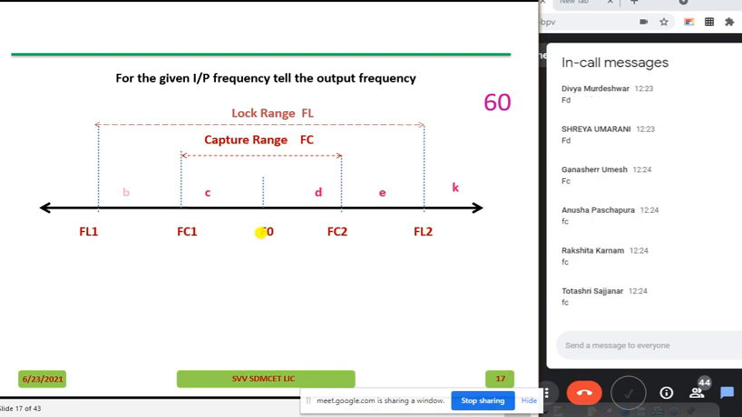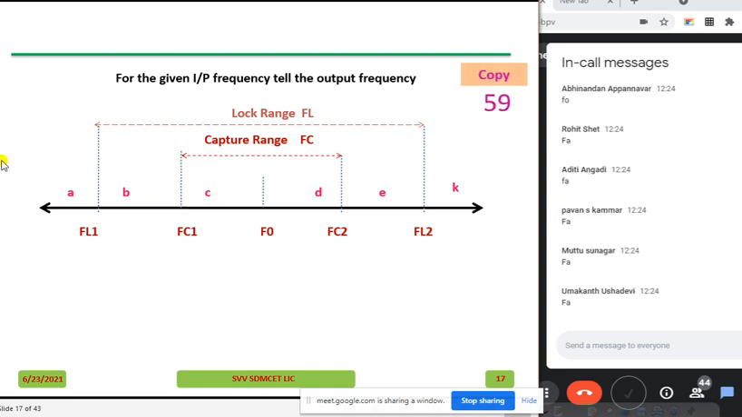Now after FC also if I give FB, whether output will be equal to FB or F0? FB because it is in between FL1 and FL2. एक बार output equal to input हो गया, I can drag up to in between FL1 and FL2. If I give FA now, what is the output frequency I will get? FA if I give, automatically it will become FA only. It will not get F0 because it is out of the lock range. So this is the way to understand capture range and lock range.